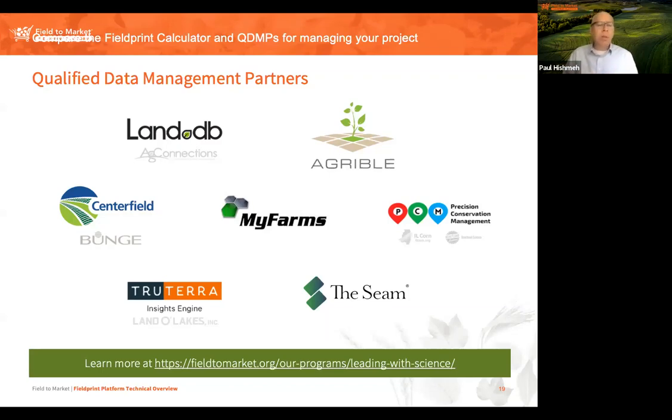And these are 7 partners today. We're hoping to add another before the year is out. That's in the works with one of our partners, and then we're hoping to add 3 to 5 more in 2021. Some of the more recent ones, like the SEAM, who are working with the U.S. Cotton Trust Protocol, Bunge Centerfield, and Truterra came on most recently, and others have been founding partners for some time.